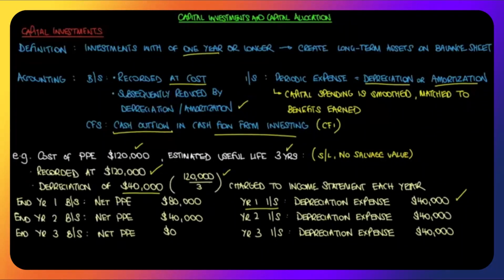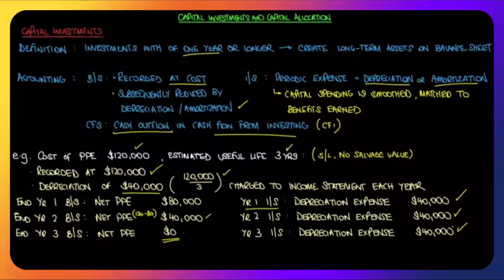In year 2, we'll charge $40,000 depreciation again to the income statement. Again, in year 2, profit is reduced by $40,000. By the end of year 2 on the balance sheet, our net PPE will now be $120 cost less the $80 cumulative depreciation, the 2 years of $40. Year 3, $40,000 depreciation expense again. That $40,000 is written down to 0. It's the end of the asset's life, and it is removed from the balance sheet.